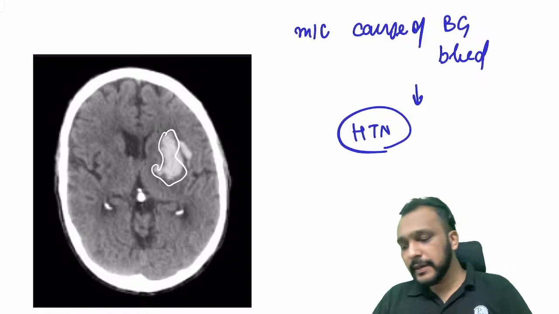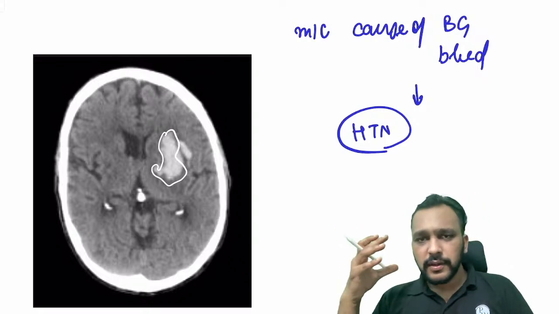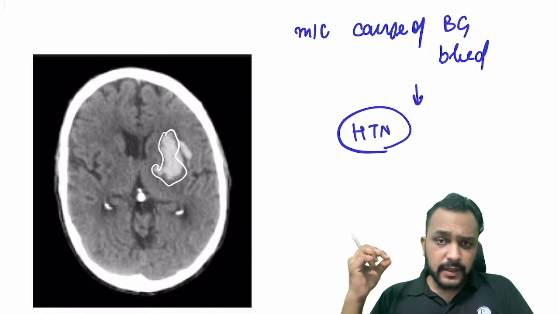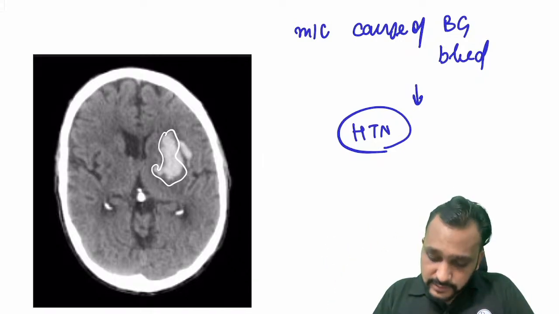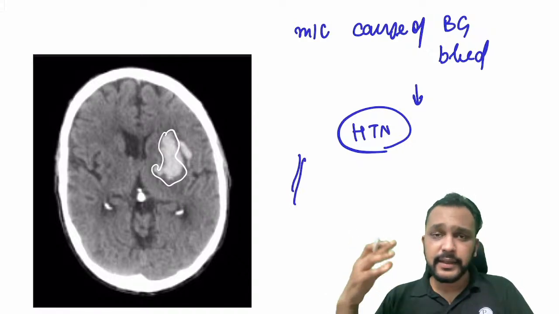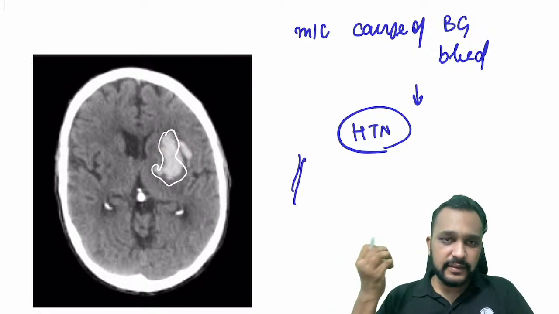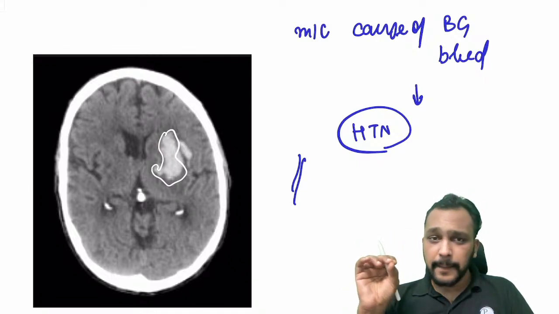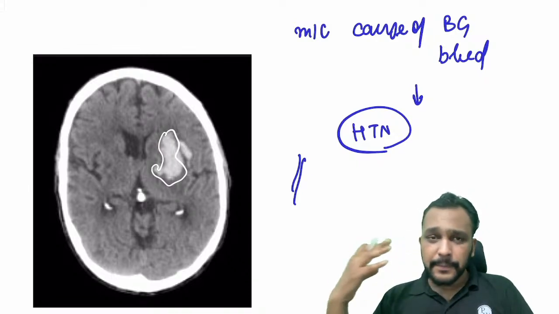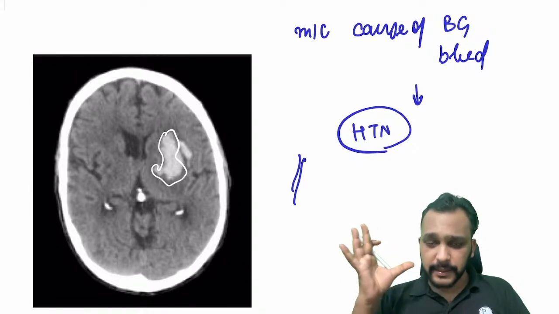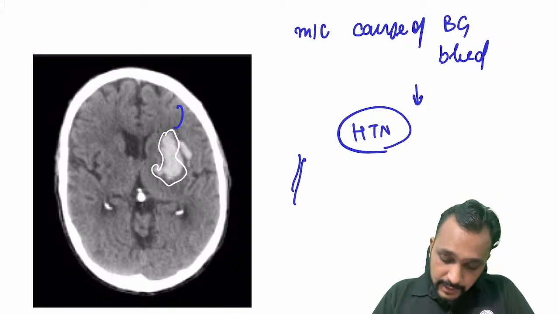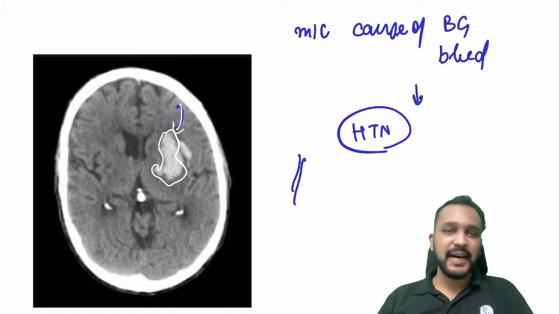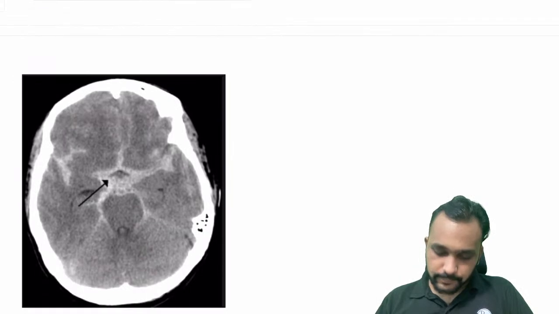And what happens in hypertension, guys? The pressure within the vessel is so high that the thin vessels supplying the basal ganglia, the lenticulostriate and thalamostriate vessels, cannot tolerate that much pressure, and because of this they rupture. When these vessels rupture, there is a bleed within the basal ganglia, and the most common cause is hypertension, right?